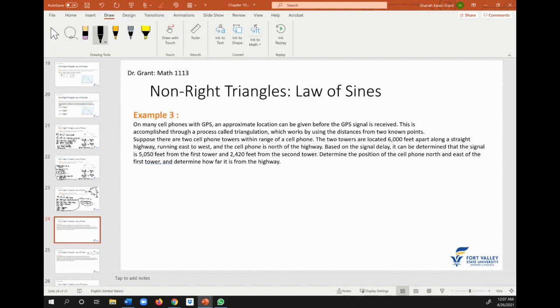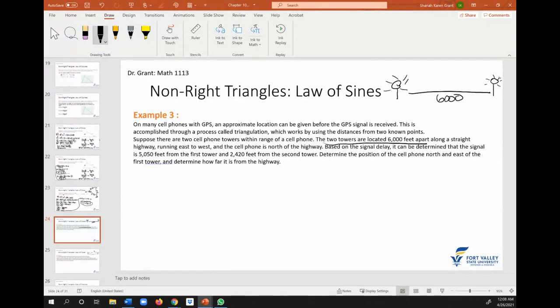All right, so we have two towers. Okay, so they have two towers that are 6,000 feet apart. So let's say we have two towers. I'm not an artist here. We're going to say that's a tower. So these are my two towers, 6,000 feet apart, on a straight line. So this is my highway.